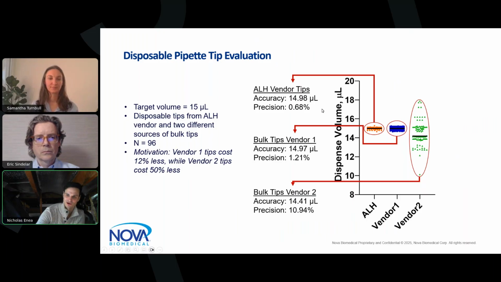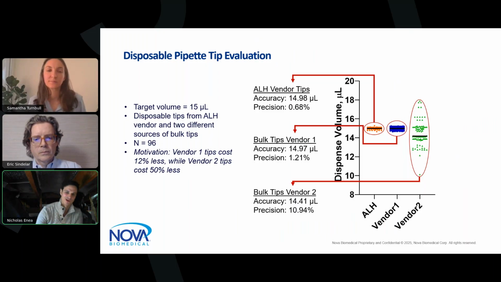So we did this comparison with an ALH vendor's tips versus a couple of separate bulk vendor tips, and saw the precision drift all over the place with the bulk tips versus the ALH vendor's. Now, that's not direct optimization with the liquid classes, but that's optimization of your workflow with a liquid handler in general. Best is vendor tips. We have a bunch of data to prove it, and we have a technology to prove it as well for you to assess the tip types also.